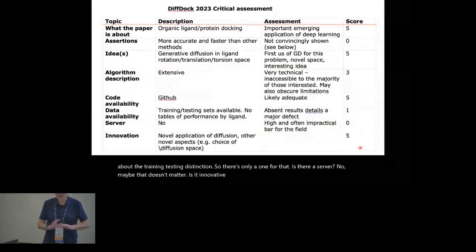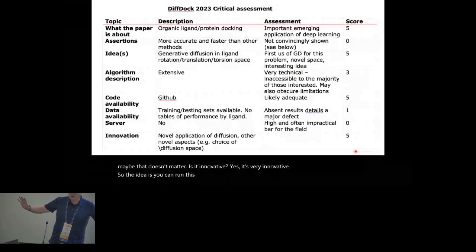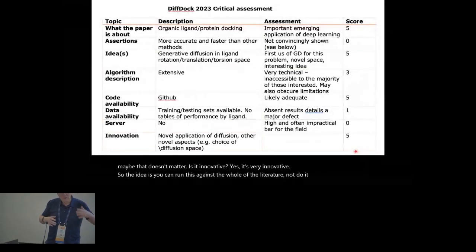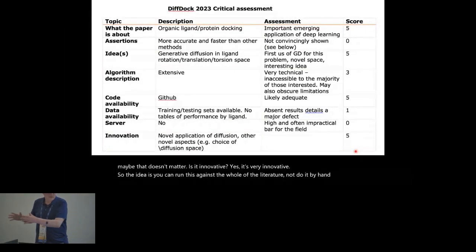So the idea is you can run this against the whole of the literature, not do it by hand. And you come to a paper, you want to say, well, what does the AI, or AIs preferably, think about this paper?